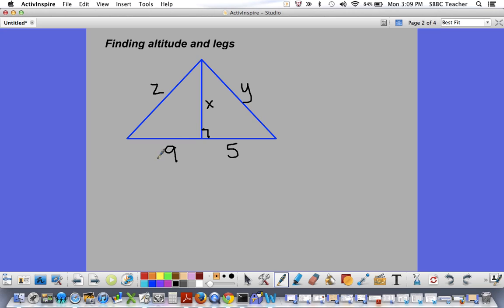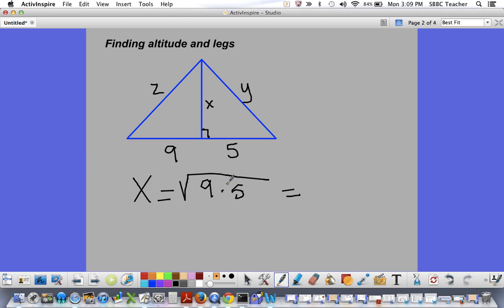So the way you find the altitude is by doing the geometric mean between the parts of the base. X equals the square root of 9 times 5. That's all you do. You multiply the parts of the base and put it under the square root. We can go ahead and multiply 9 times 5 and we would get 45.